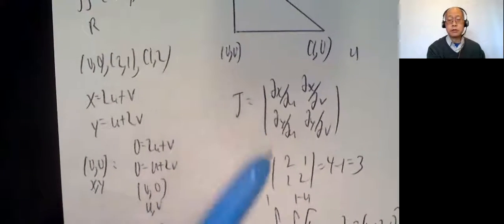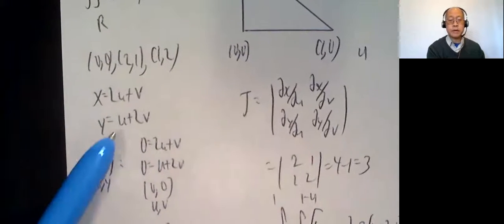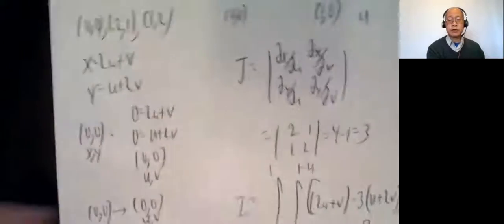Partial of x with respect to u is 2. Partial of x with respect to v is 1. Partial of y with respect to u is 1. Partial of y with respect to v is 2. 4 minus 1 is 3.